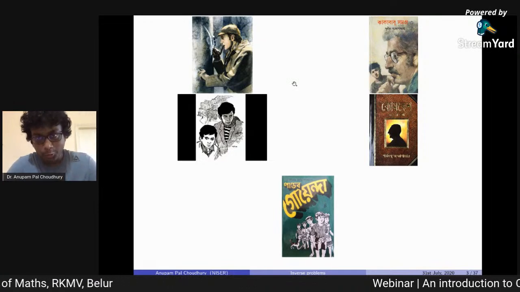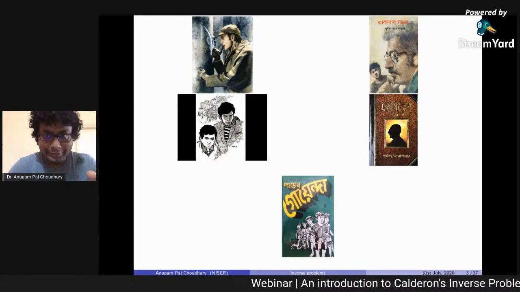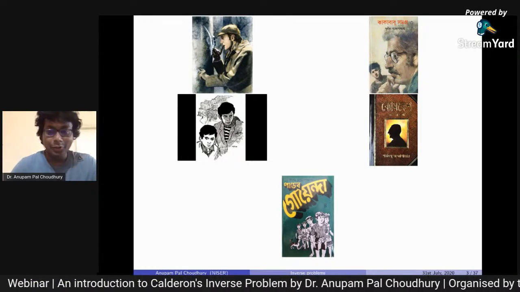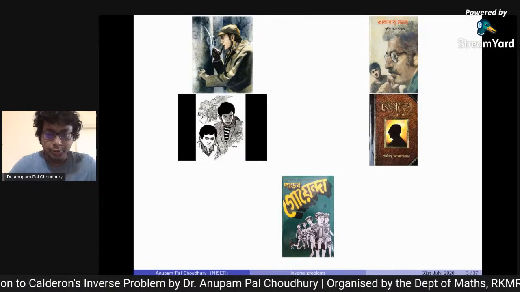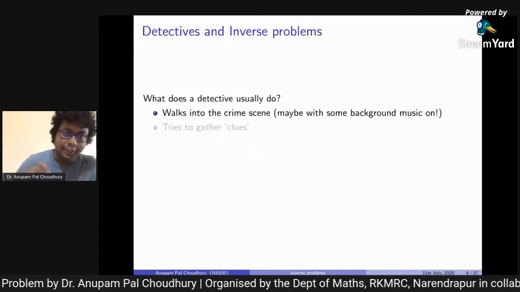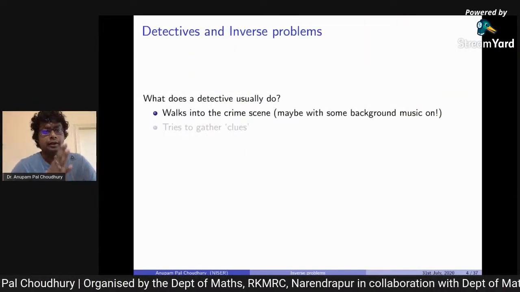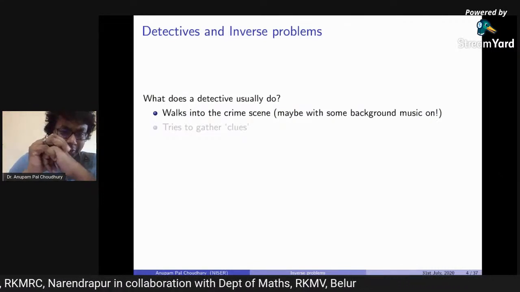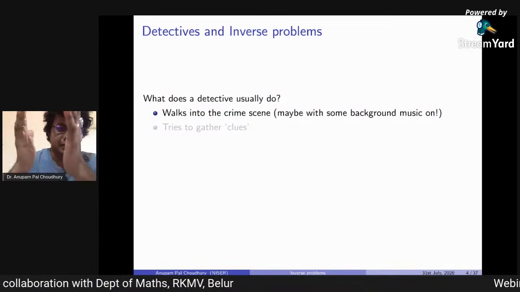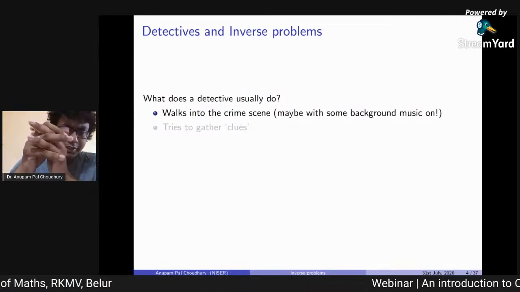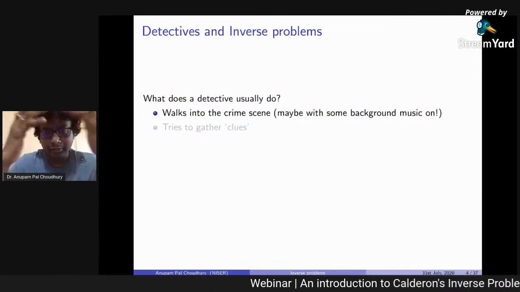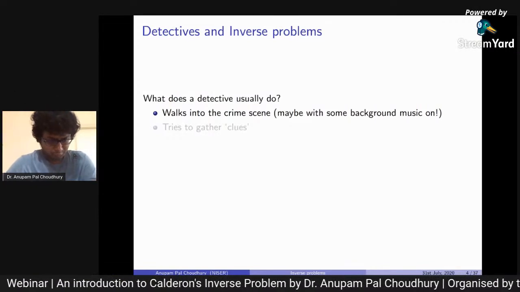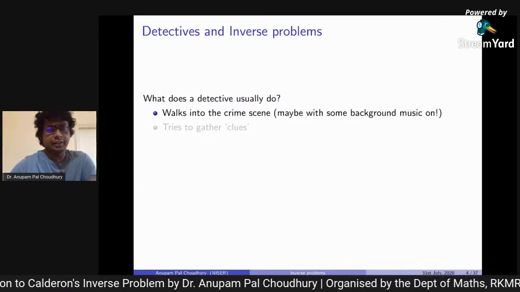And I hope you understand that this is not a wrong slide. All of them are detectives, and I want to tell you what is the link between a detective and an inverse problem. So let's try to understand what a detective usually does. We have all been reading crime stories and watching movies. So let's see, what does a detective usually do?